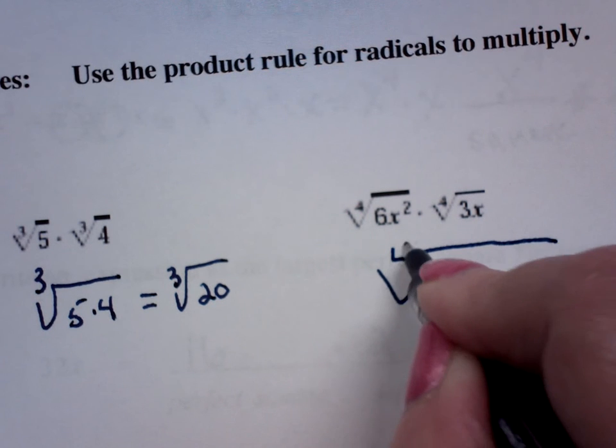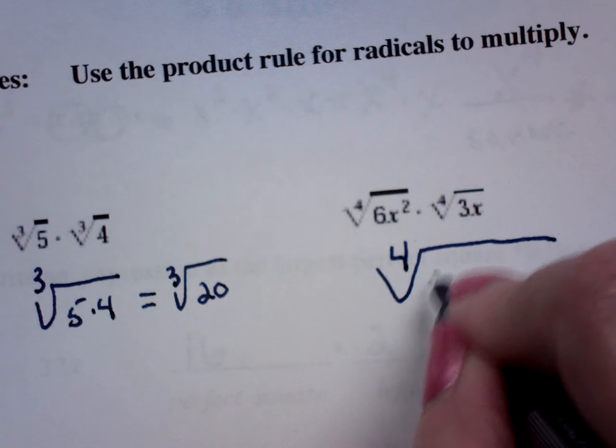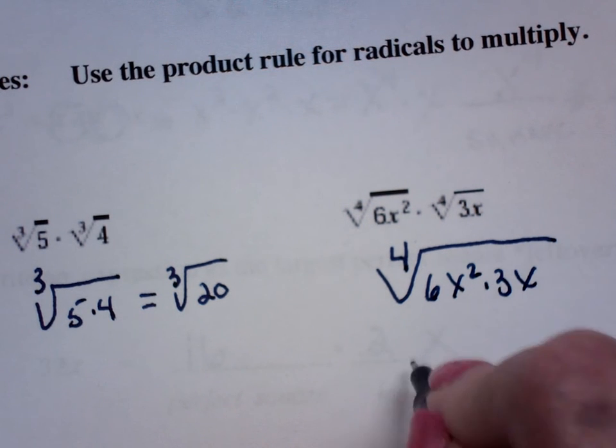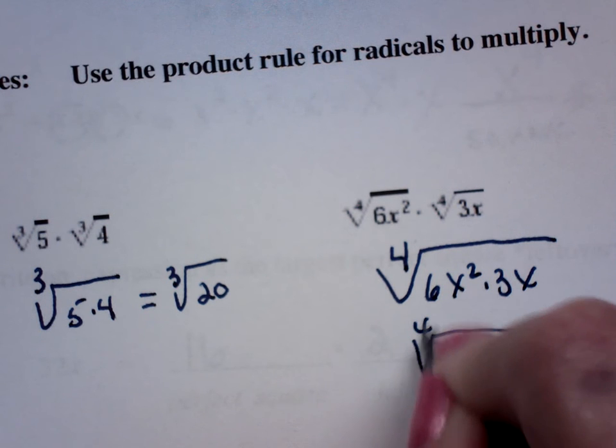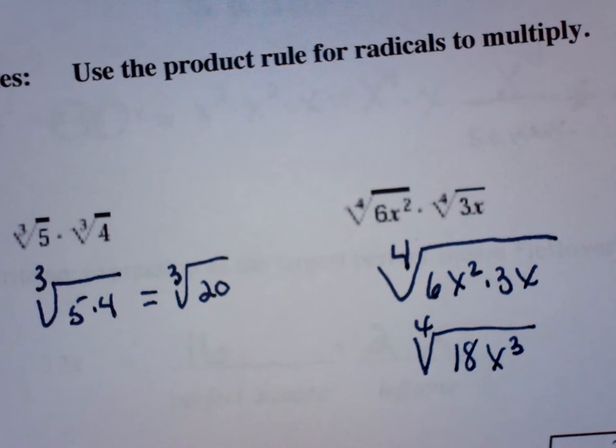So I'm going to bring it together. So in my little v, I put a 4. So this becomes 6x squared times 3x, which is then the fourth root of 18x cubed. And we're not going to do anything with it at the moment.